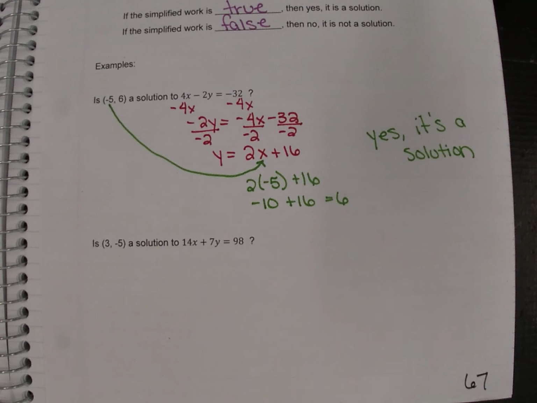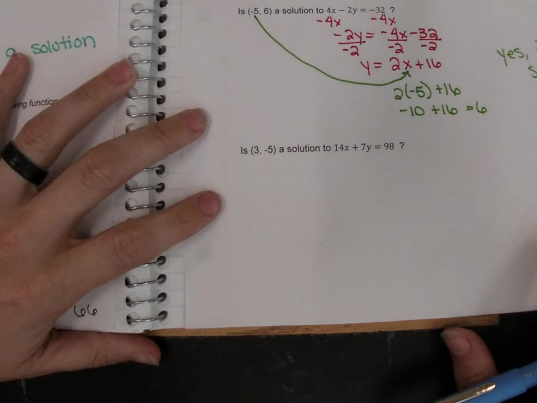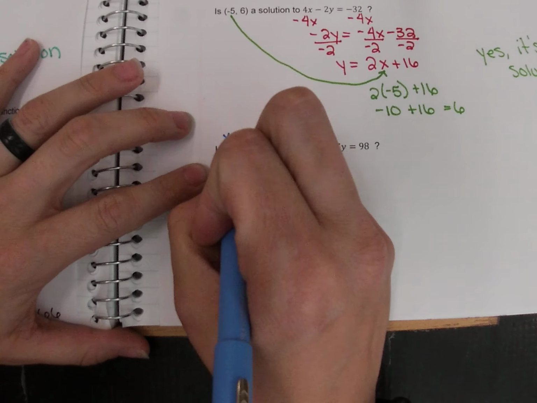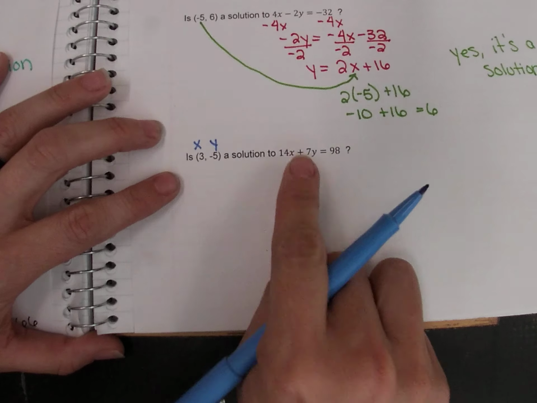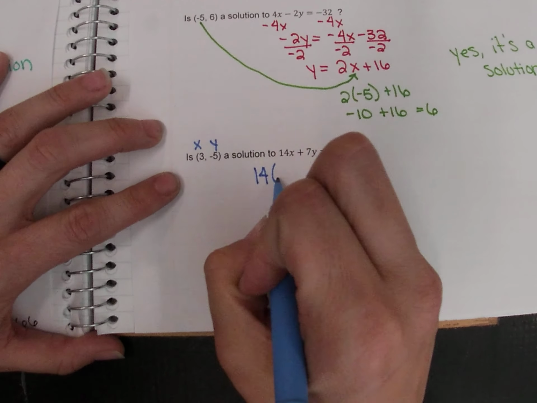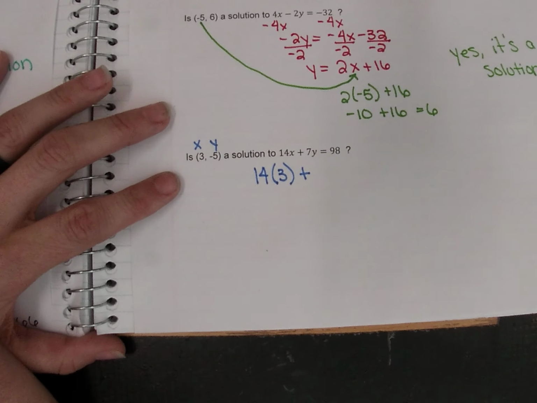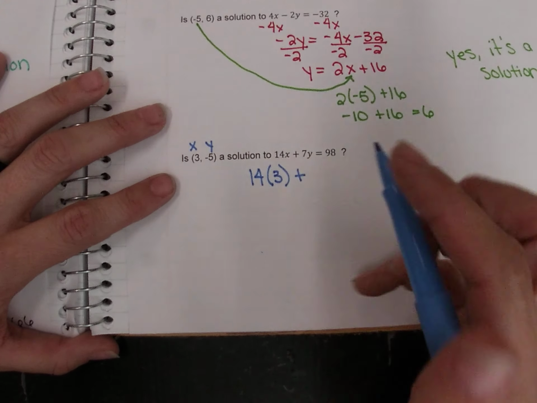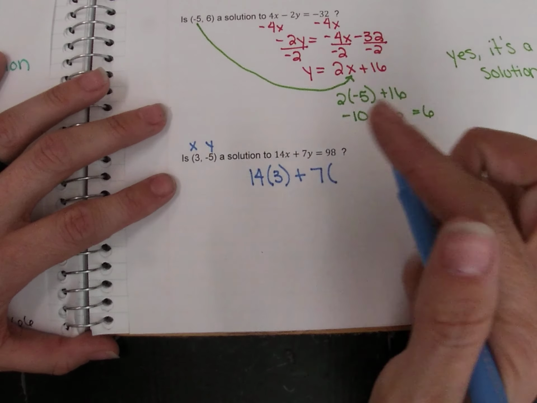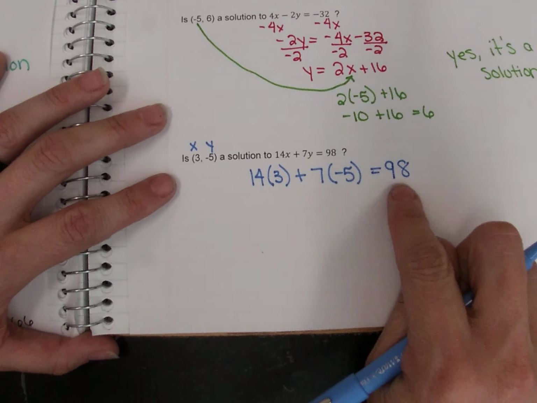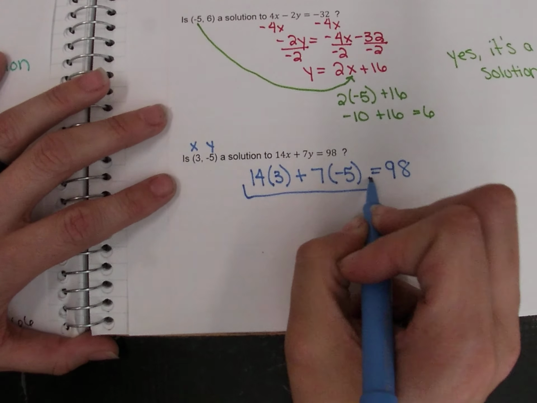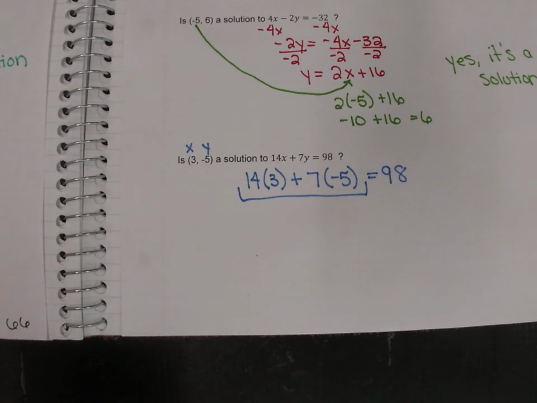If we don't want to go the route of solving for y, then we are going to have to substitute both of the values. Okay, so we are going to have to know that this is an ordered pair of x comma y. So when it says 14 times x, we'll say 14 times 3. 7 times y, so now instead of putting y, I'm also plugging in that y value of -5. And I'm going to check and see if all of this is now equal to 98.